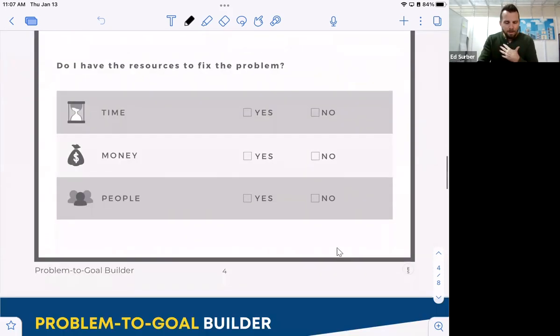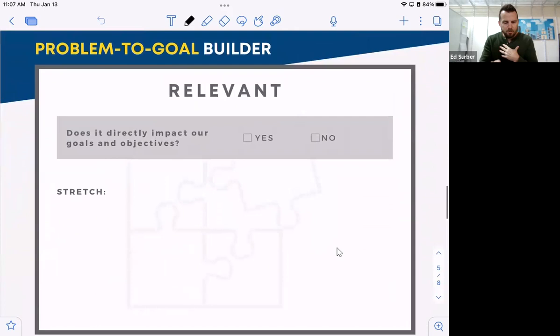Okay, relevant. This one people get tripped up on all the time, but the question is very simple: does it directly impact our goals and objectives? Think about the problem that you're experiencing. It could be labor overtime, downtime, safety related, whatever it is in your operation or organization. Is this problem relevant to the bigger picture? We always want to solve problems and constantly improve our operation, but is this problem truly relevant to the bigger picture in the area, the department, the company as a whole?